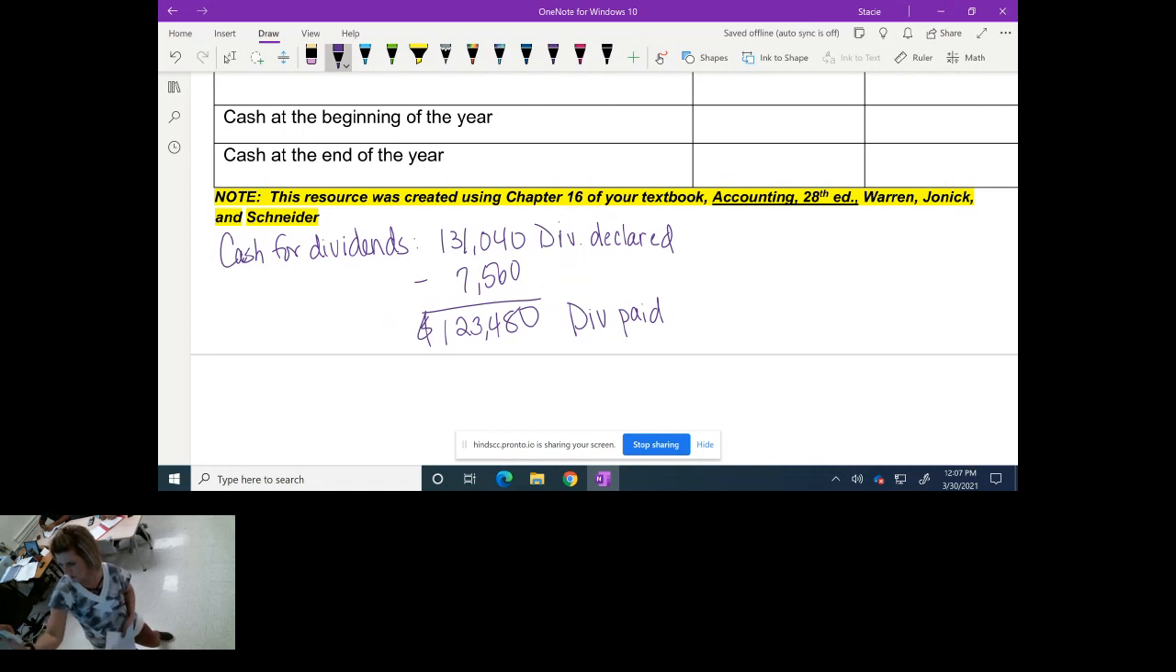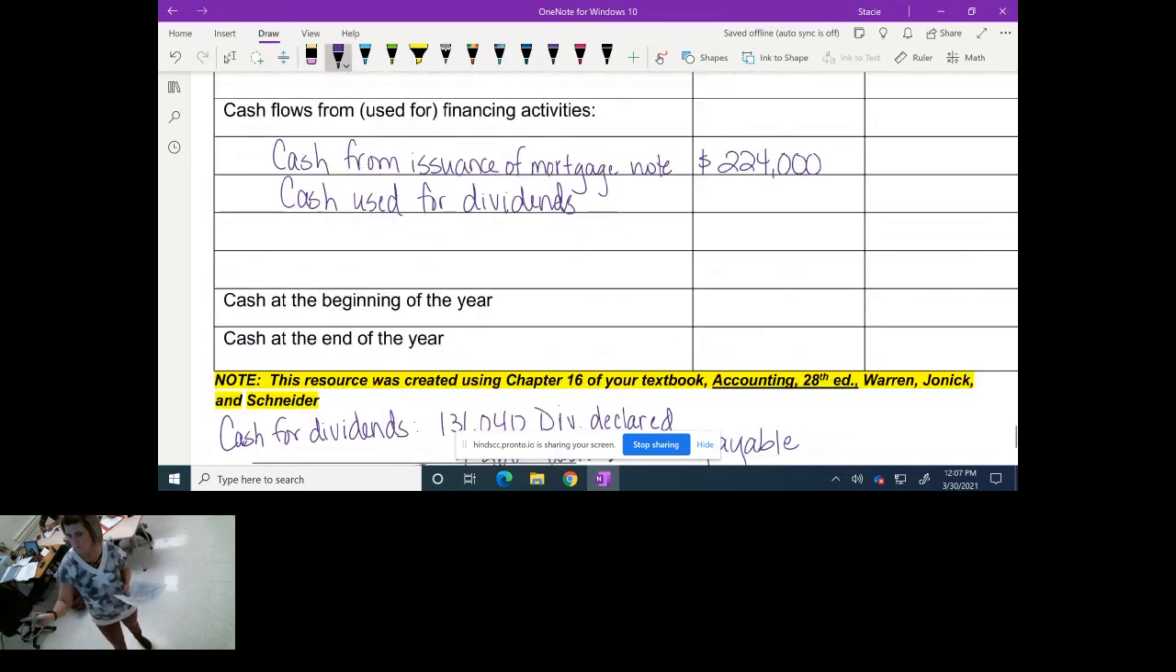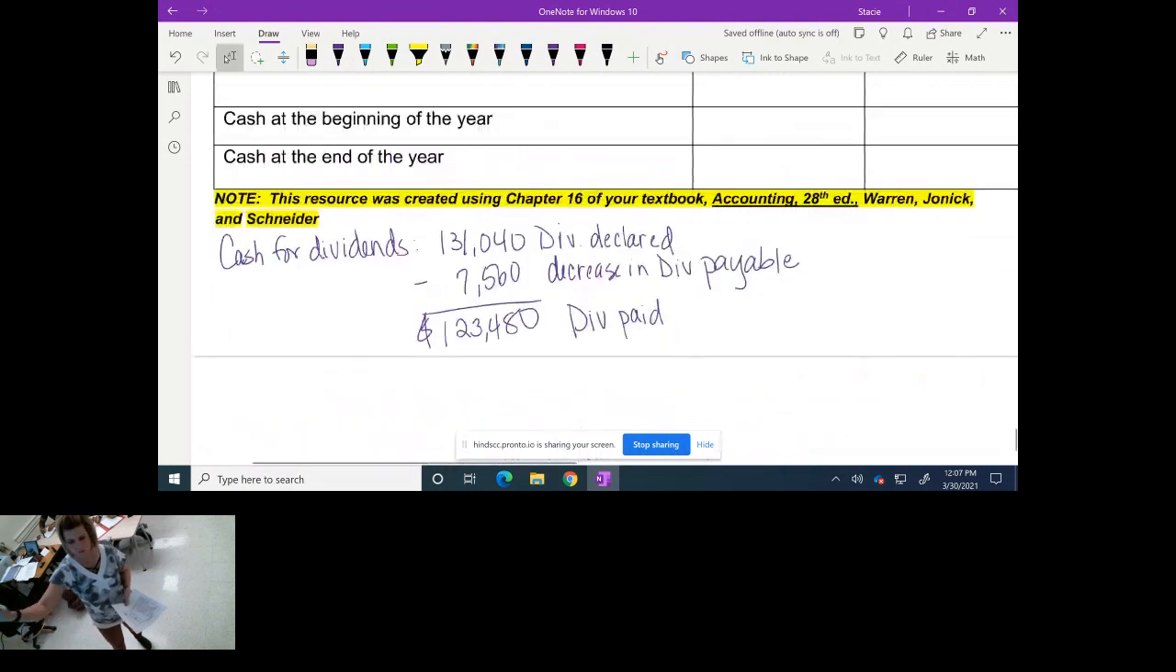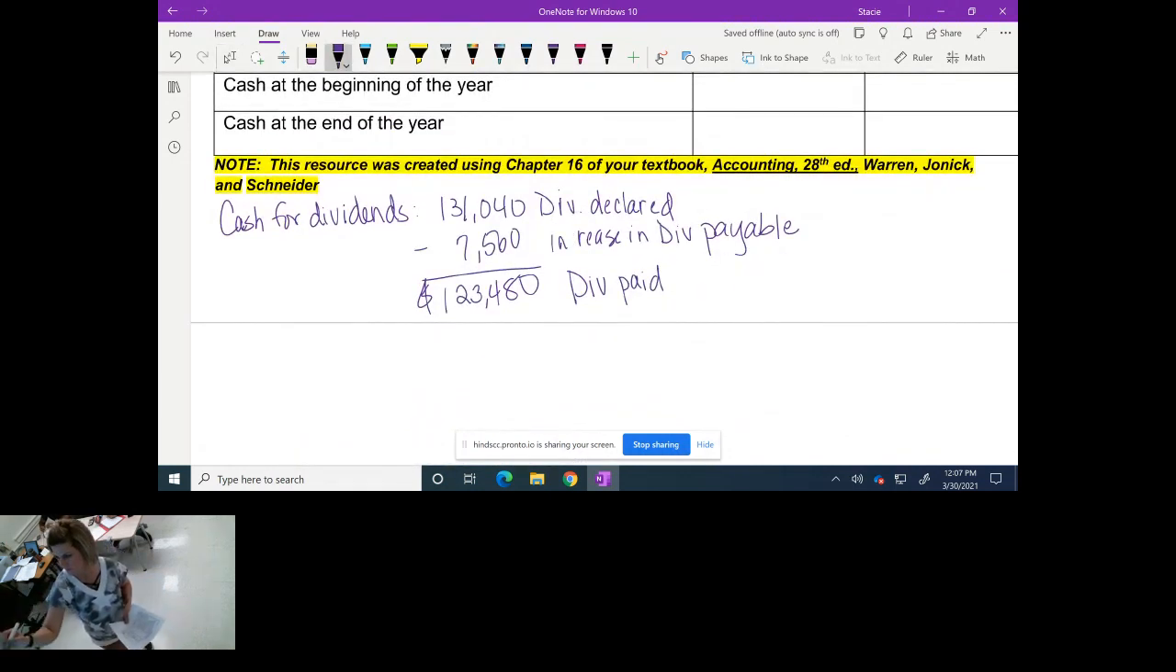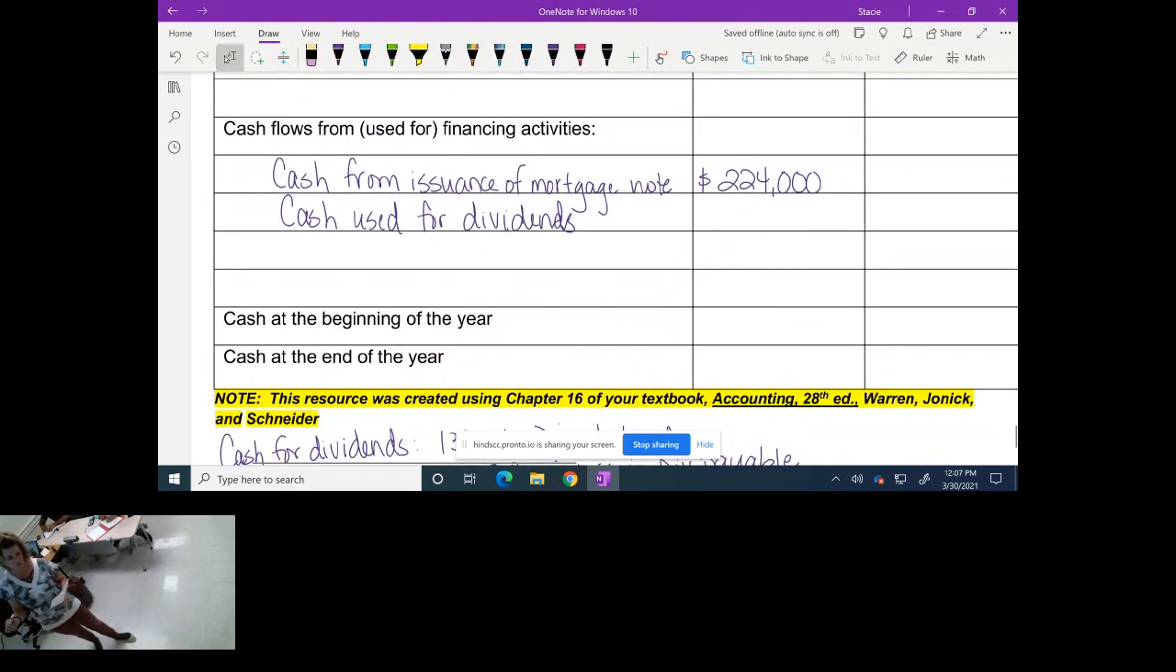That's a subtraction, right? Y'all make sure you're getting all this down before you pack it up. Wait, where did the decrease in dividends payable go? It increased. You wrote decrease. All right, so cash used for dividends, 123,480. Now we need to get the difference between these two.